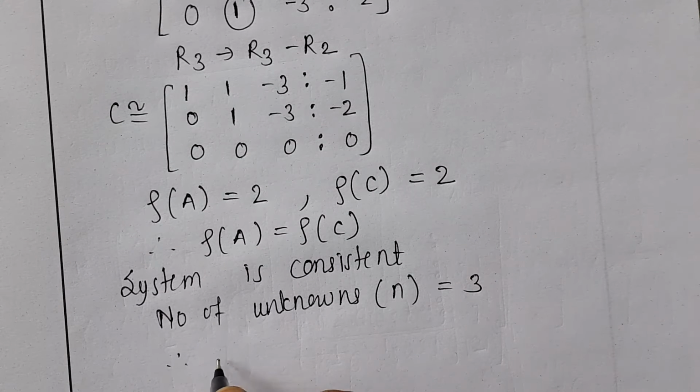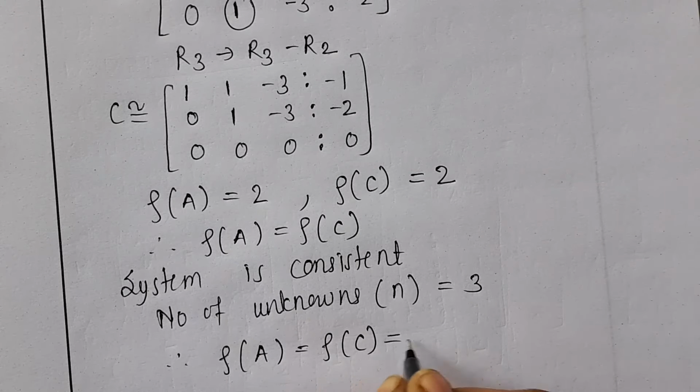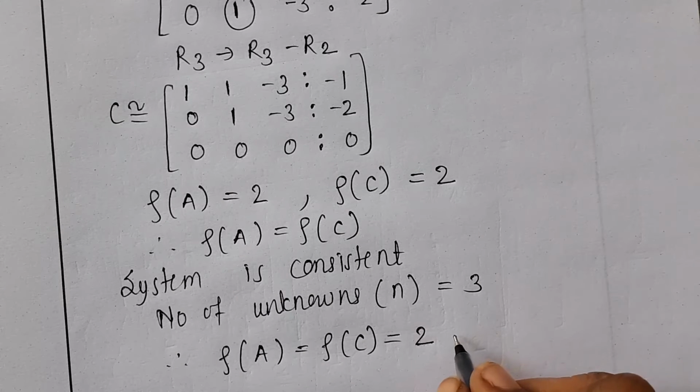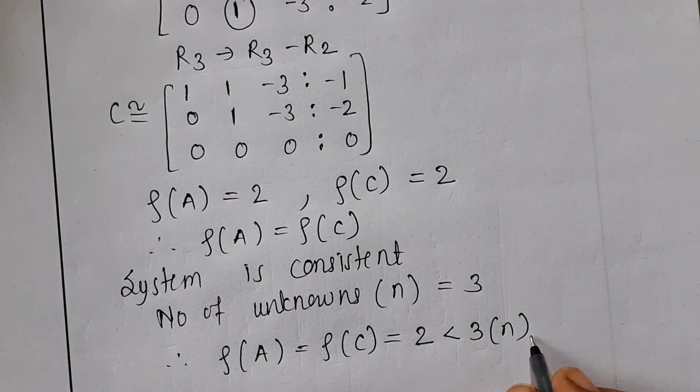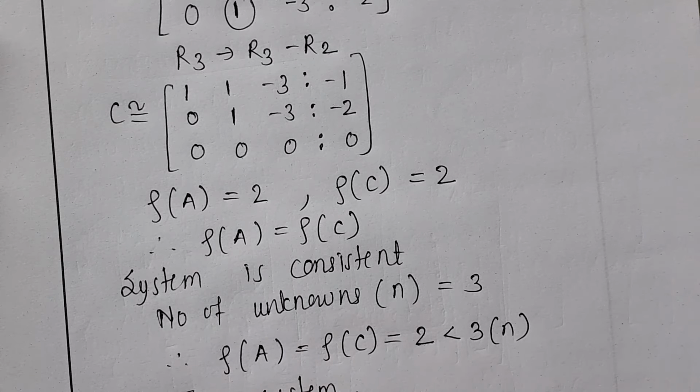Now if rank of A is equal to rank of C, how much is the rank? It is 2 and it is less than n because 3 is greater. This value of 2 is less than n. If it is less than n, then the system has infinite number of solutions.